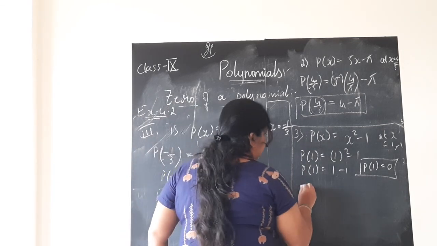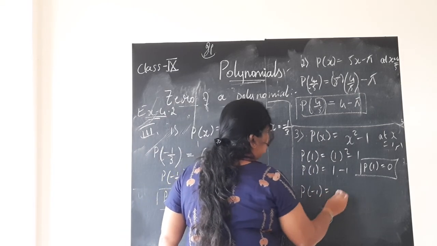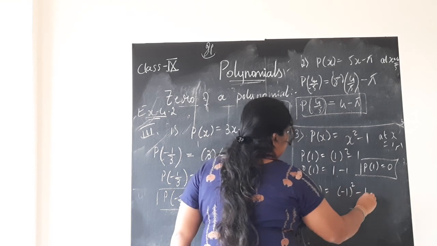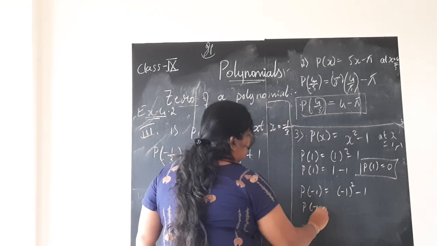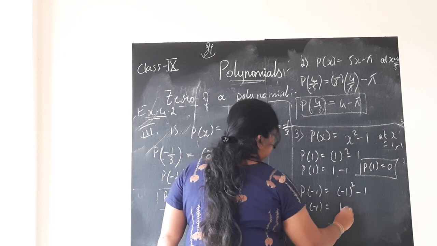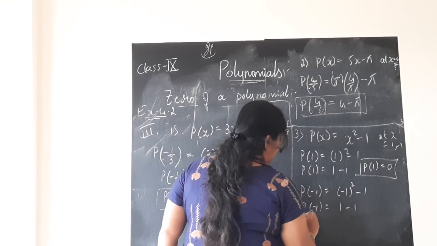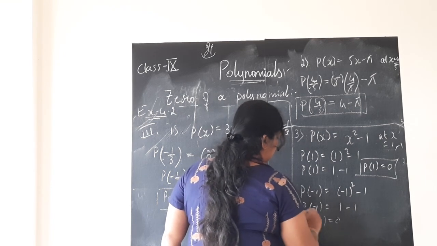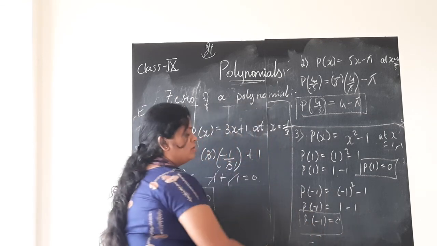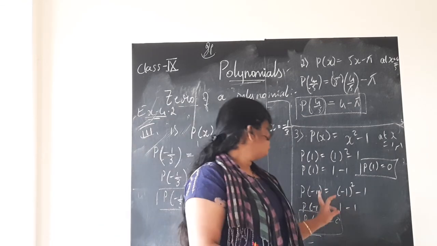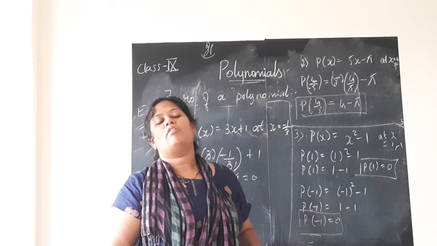Now let us try the same problem for x is equal to minus 1. Minus 1 whole square minus 1. P of minus 1 is minus 1 whole square minus 1, that is 1 minus 1, which is 0. Since P of minus 1 is 0, x is equal to minus 1 is a zero of the polynomial.